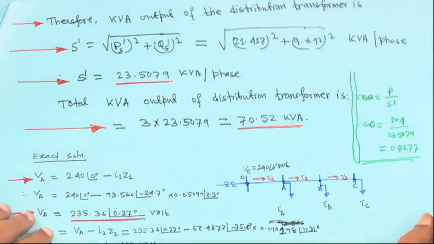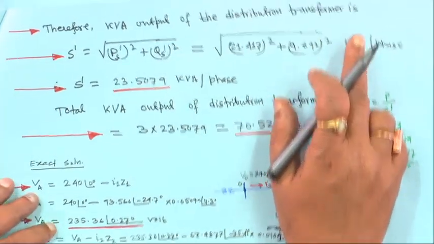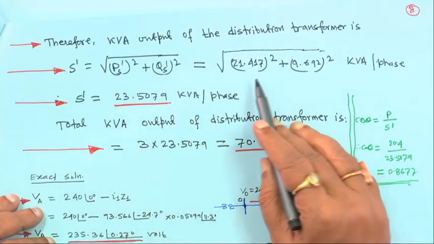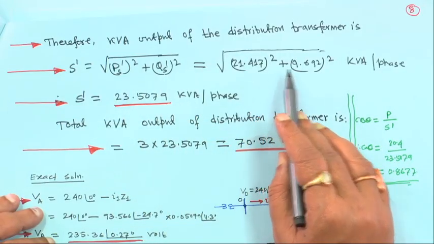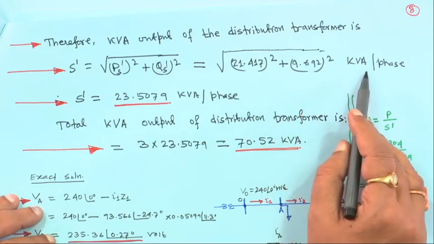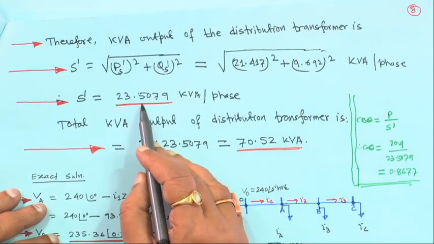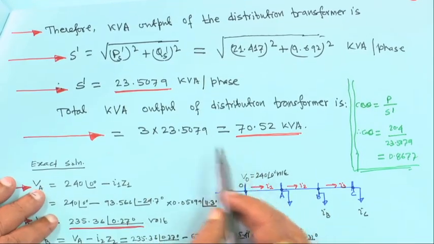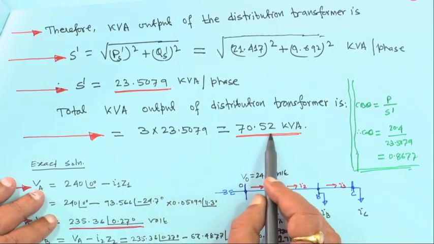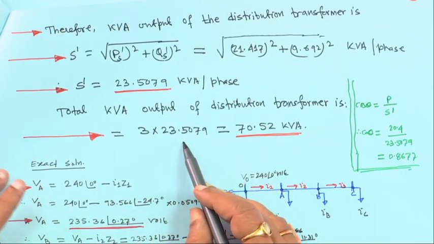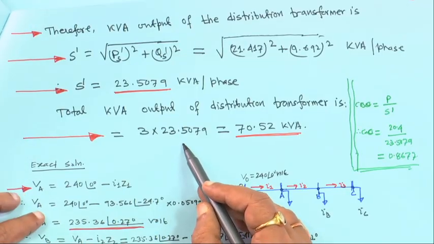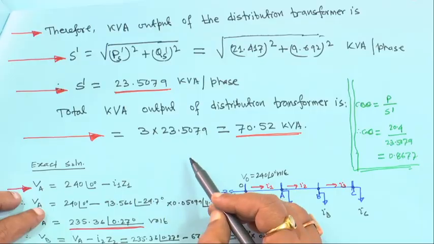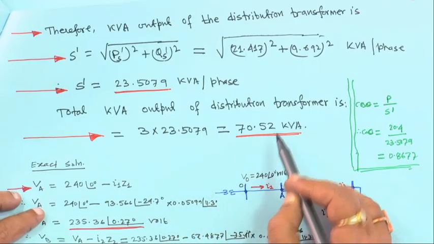Therefore, kVA output of the distribution transformer is S dash equal to root over Ps dash square plus Qs dash square. So, it is 21.417 square plus 9.692 square. So, kVA per phase, it is coming 23.5079 kVA per phase. So, for 3 phase transformer, if you multiply by 3, it will be 70.52 kVA. Previously, we saw it is approximately 67, but that was with loss ignored. But as soon as you consider the loss, it is coming 70.52 kVA.